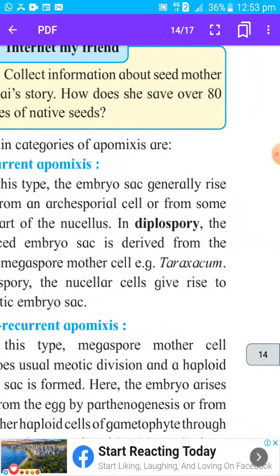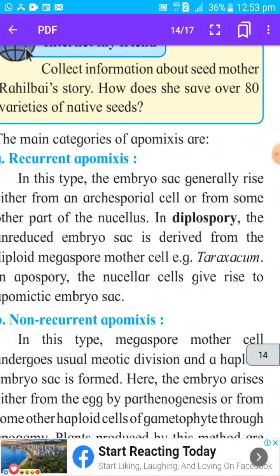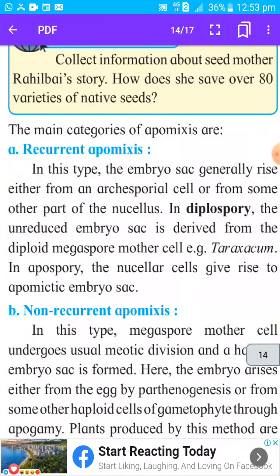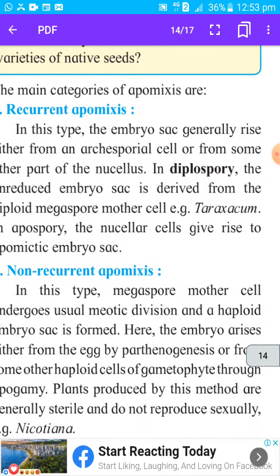In this type, the embryo sac generally arises either from an archesporial cell or from some other part of the nucellus. Archesporial cell means the mother cell from which the female gamete is formed. That is called the archesporial cell. So from this archesporial cell or from some other part of the nucellus, the embryo is formed.